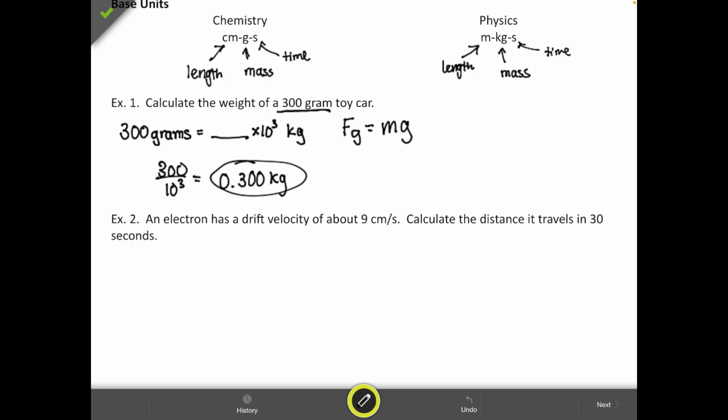With the electron drift velocity, I need to convert into meters per second before I can continue. So I'm just going to change my 9 centimeters to meters. This is just a regular conversion because centi is getting us to the base unit. So it's 9 times 10 to the negative 2, or 0.09 meters.